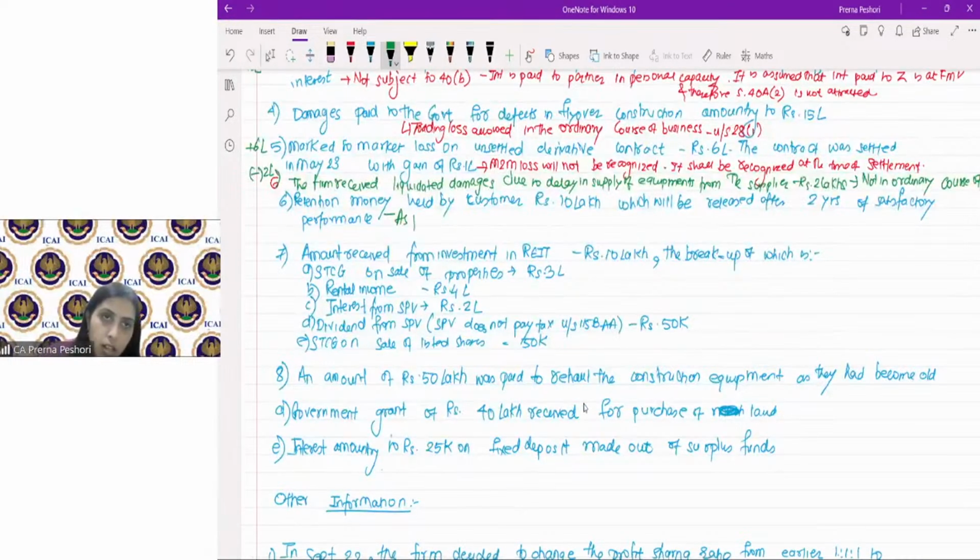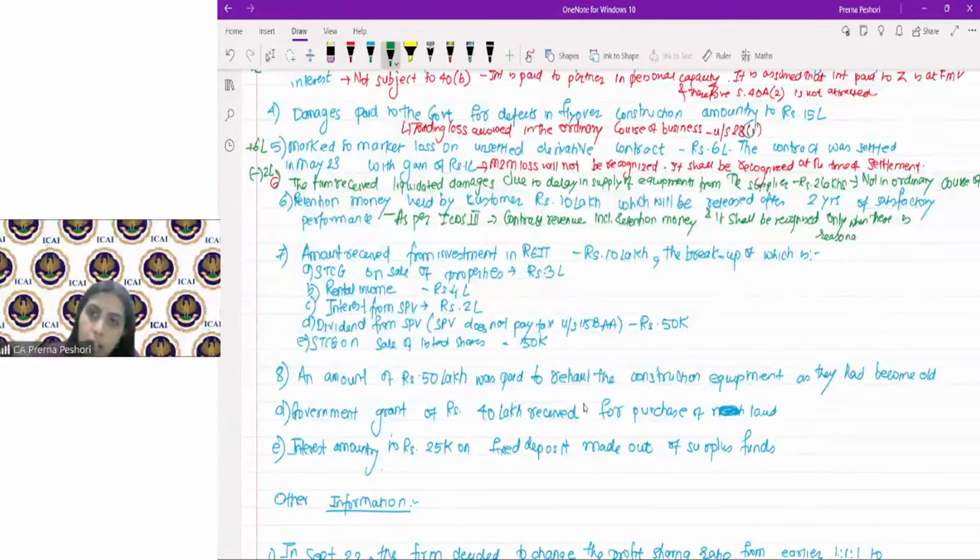So as per ICDS 3, the contract revenue includes retention money and it shall be recognized only when there is reasonable certainty. Right? So we can reduce this 10 lakh. Are we clear?